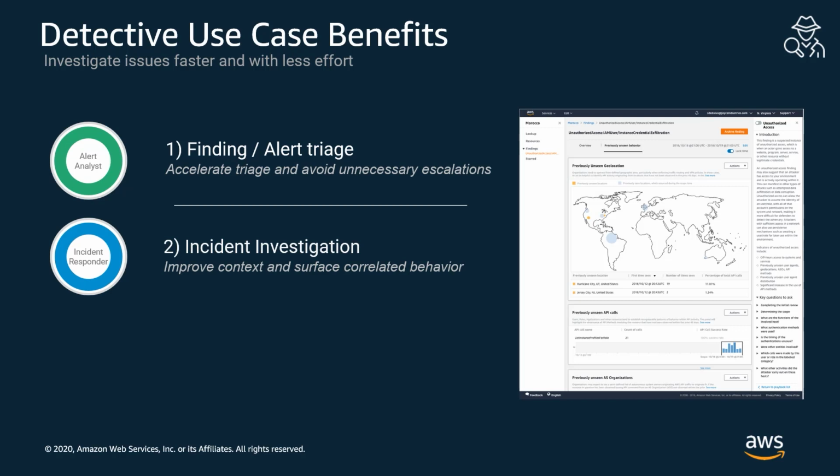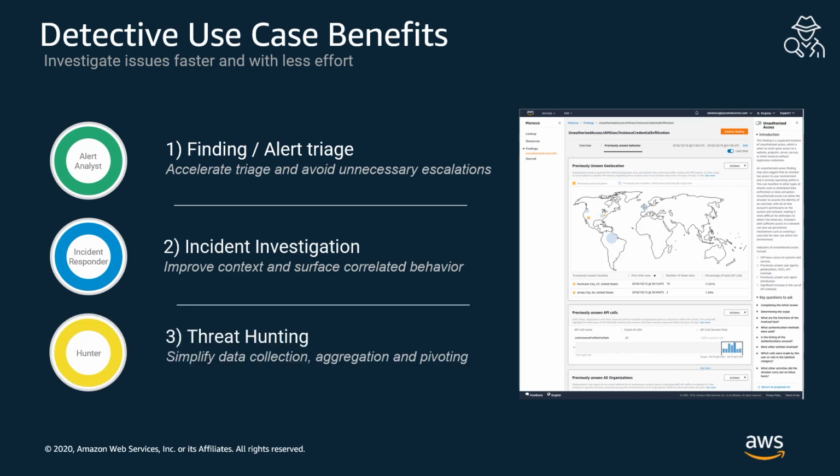Since Detective allows you to quickly view analyses and summaries going back up to a year, it can now help you answer questions like how long has the security issue been going on for, or how many resources have been affected. And the third use case we see customers using Detective for is threat hunting. This is where you may have an indicator like an IP address or a user agent, and you can use Detective to quickly assess what interactions those indicators may have had with your environment. This can be very helpful.